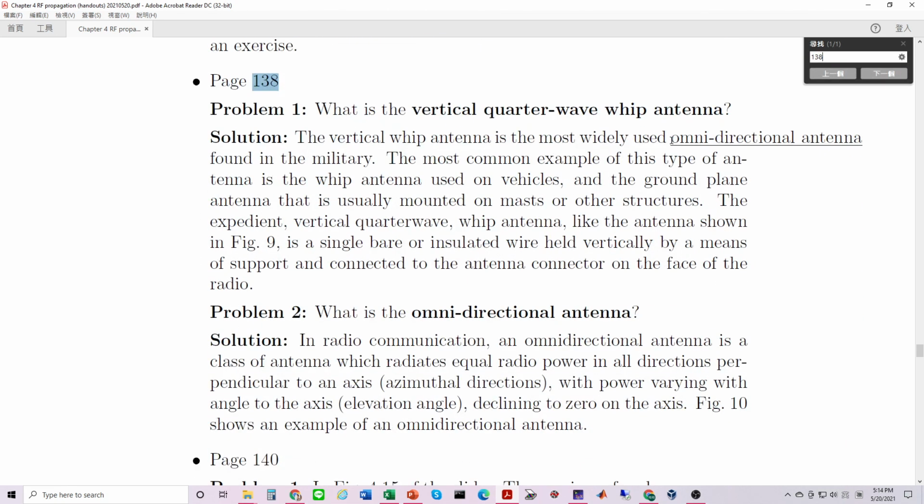Okay, then what is an omnidirectional antenna? Okay, omnidirectional antenna. Okay, it is 25 minutes. Let us take a break.